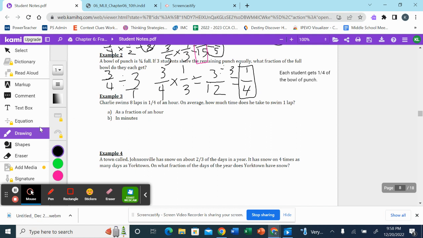Okay, example 3. Charlie swims 8 laps in 1/4 of an hour. On average, how much time does he take to swim 1 lap if he can swim 8 laps in 1/4 of an hour?